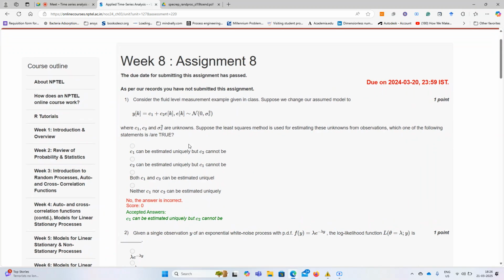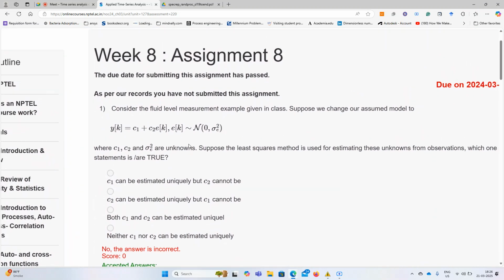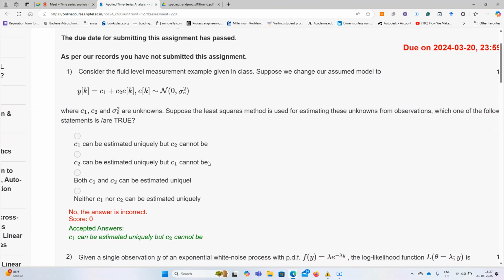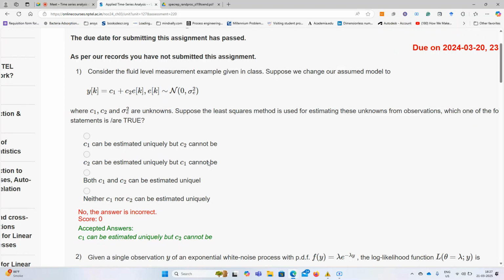Okay, let's start. Consider the fluid level measurement example given in the class. Suppose we change the assumed model to be this. Earlier it was only one constant. Now it has this, which is normally distributed with zero mean and standard deviation of sigma e, where C1, C2, and sigma e are unknowns. Suppose the least square method is used for estimating these unknowns from observation. Which one of the following statements is or are true?